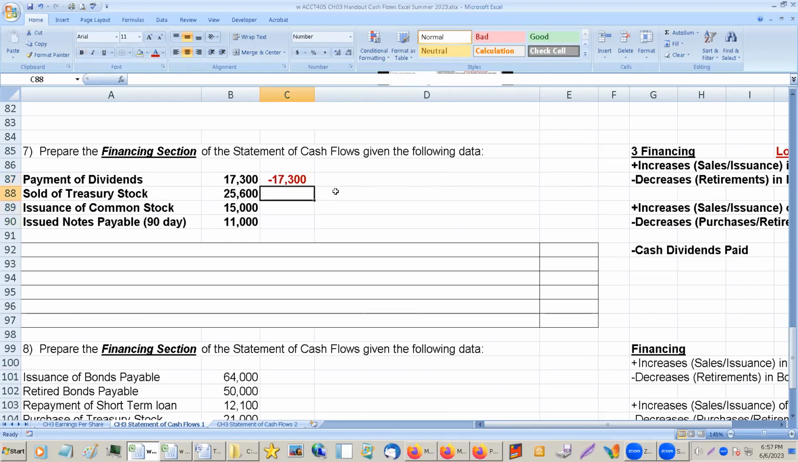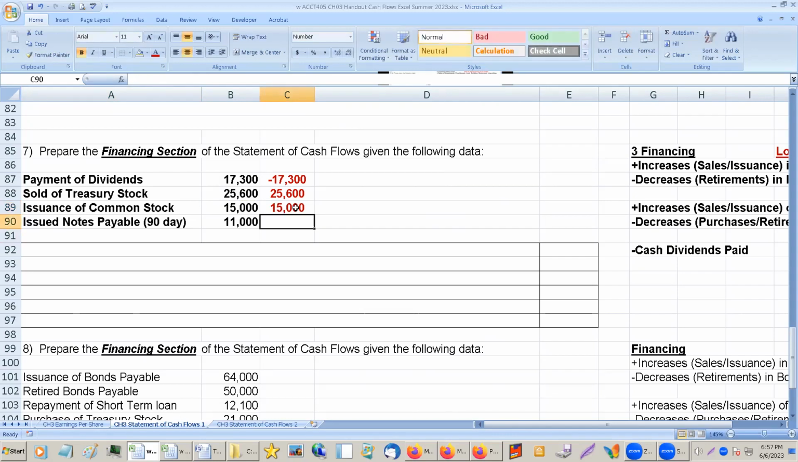Sold treasury stock. So we had some stock that we sold. Let's go up. Now here is where the terminology is a little bit wacky. Issuance of stock. Issuance is the same thing as selling stock. When they talk about that they issued stock, that means that they sold it. So same thing as sold treasury stock. This is sold common stock. Okay, same thing, go up.